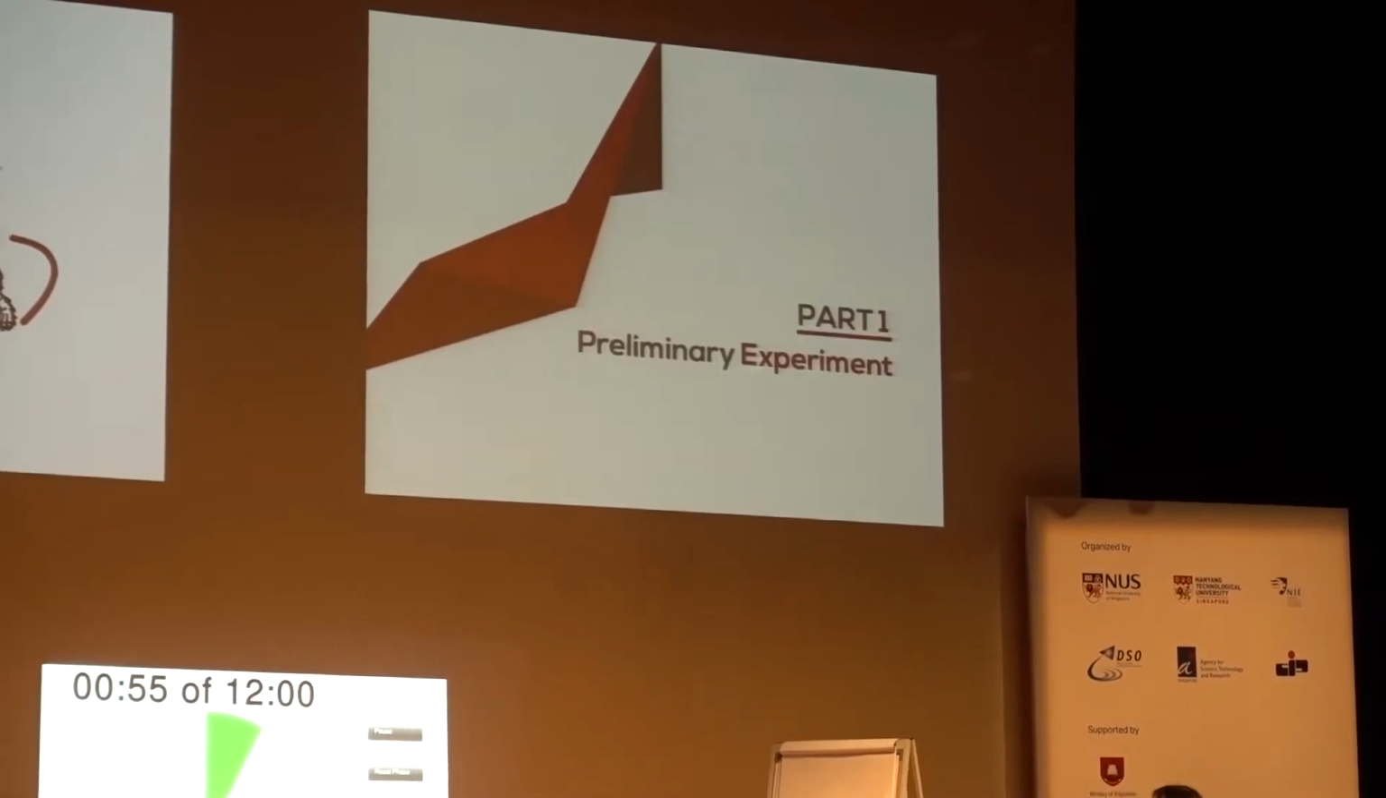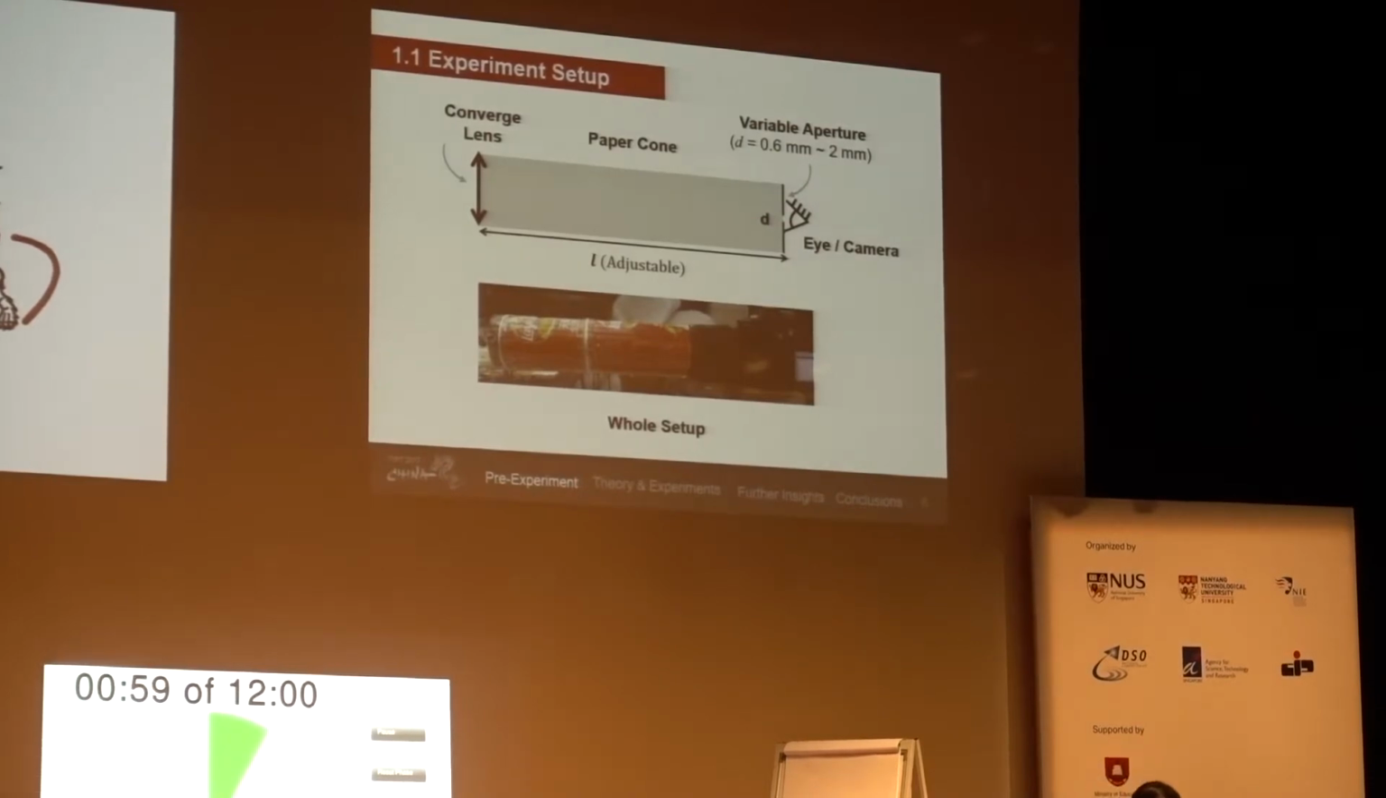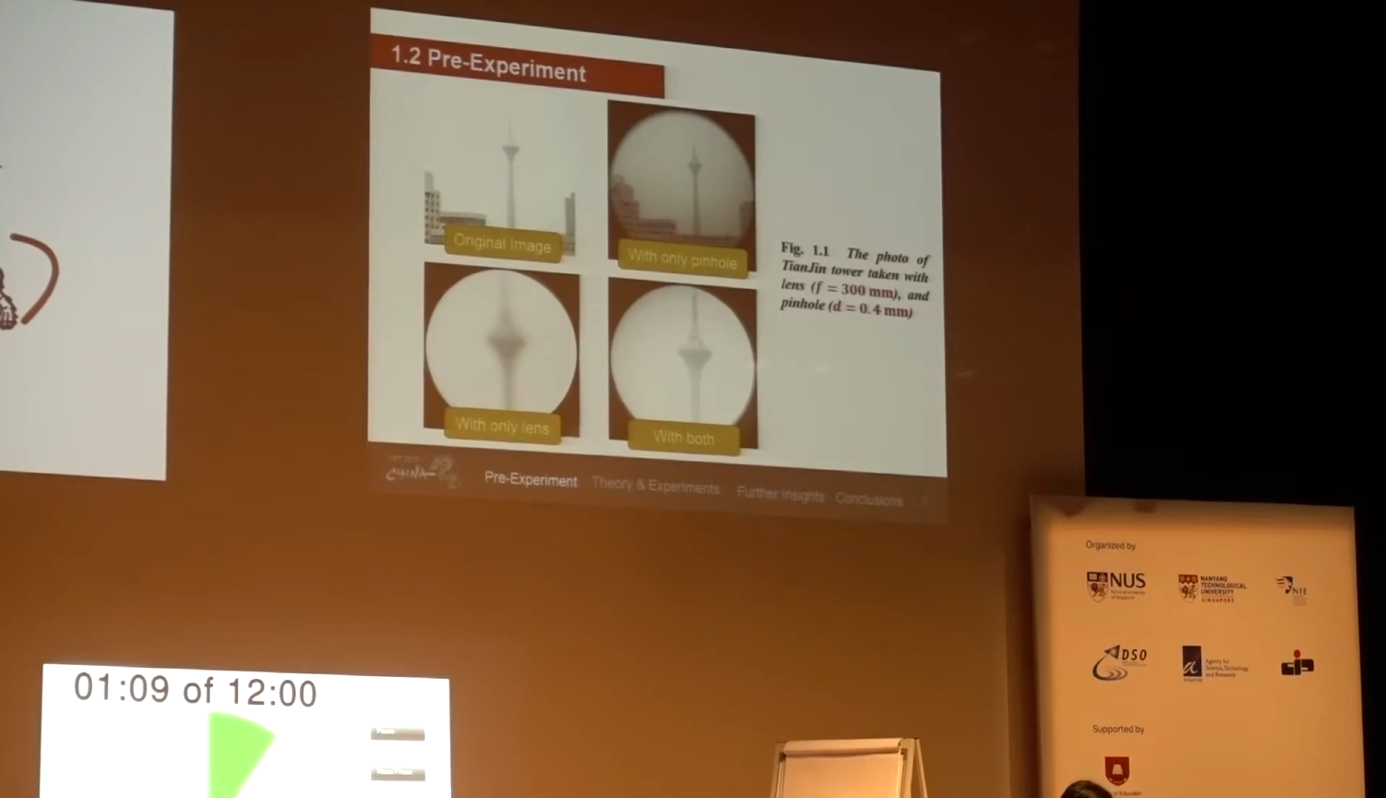So here, first let's view our preliminary experiments. We first use the paper cone and an aperture whose diameter can be changed from 0.6 mm to 2 mm to make the telescope with adjustable aperture to view a distant object. And here's the phenomenon that we observe. The first picture is the original picture that we shot without the pinhole or the telescope, and the second is only with the lens. We can see that the second picture actually has some magnification, but it's very blurred.